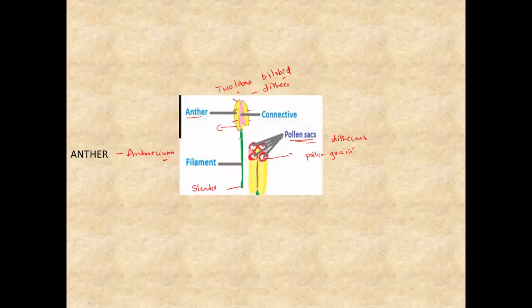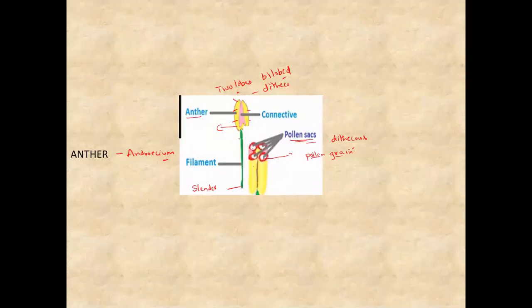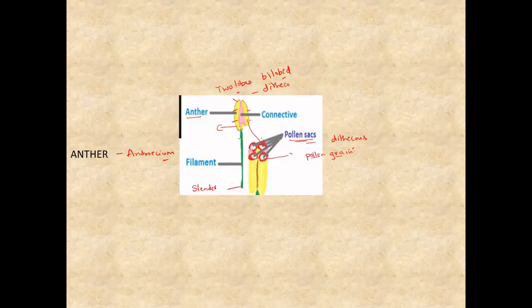And what do they produce? They produce the functional unit of the male reproductive part, that is the pollen grain. Each theca consists of a pollen sac, and they contain the pollen grain. Pollen grains are produced inside this pollen sac.